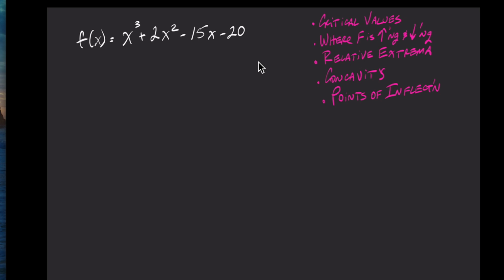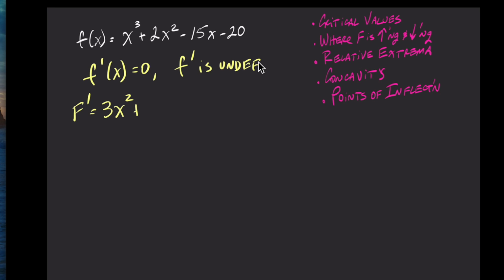So first, when you talk about the critical values, the plan is to take f prime of x, set it equal to 0, and also where f prime is undefined. And then solve for x, and those will be your critical values. So when we take this derivative, we're going to use the power rule. So f prime is going to be 3x squared plus 4x minus 15.